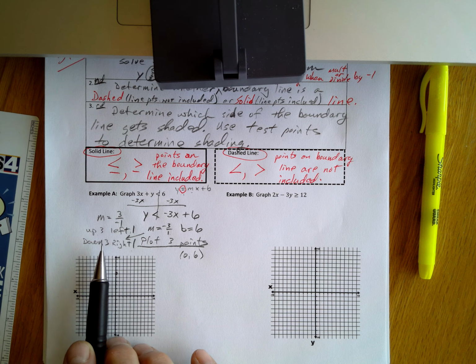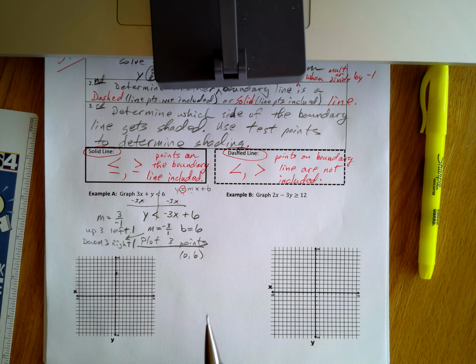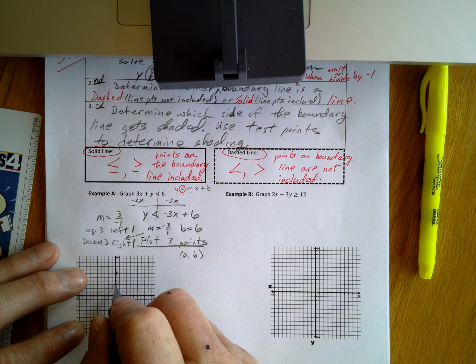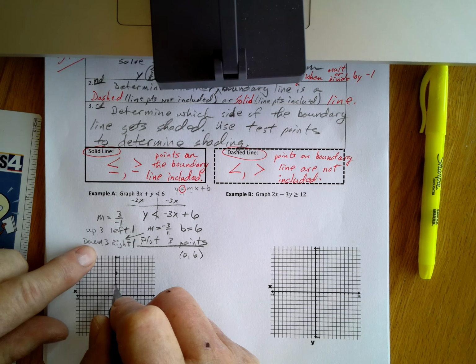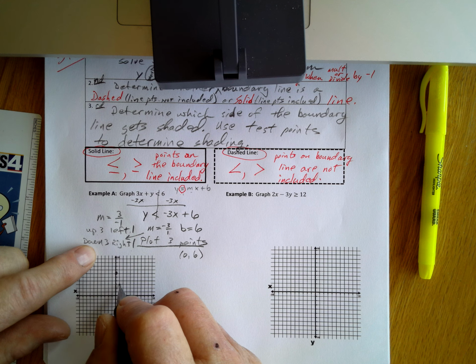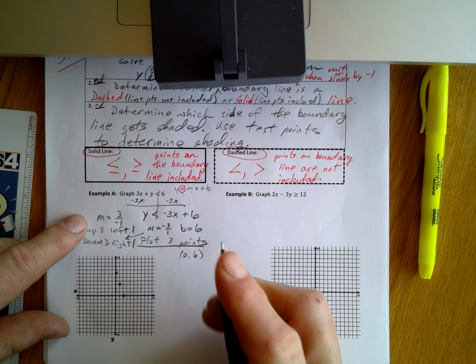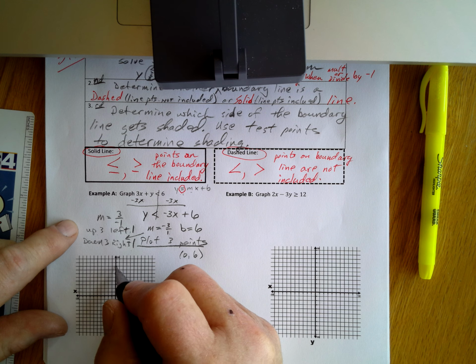So I am going to go 1, 2, 3 down, and 1 right. Okay? 1, 2, 3 down, and 1 right. And just to show you what I'm talking about, I'm going to go up 1, 2, 3, and left 1. So I plotted 4 points.